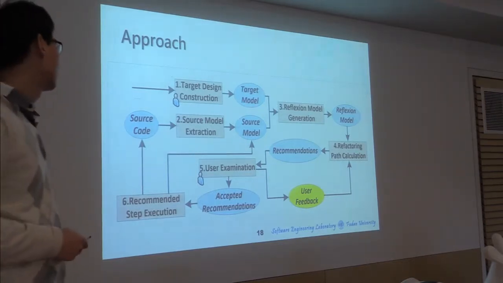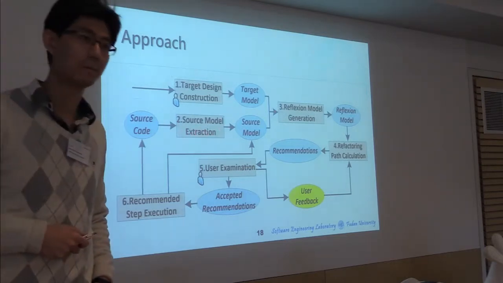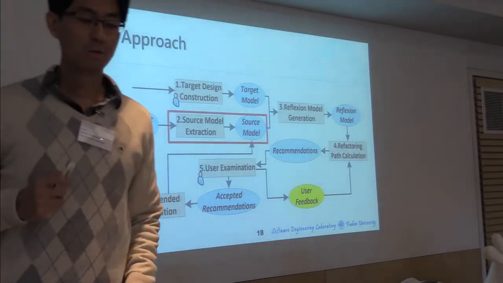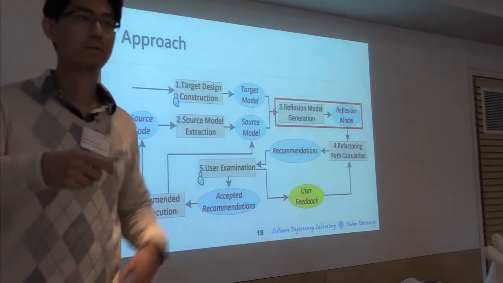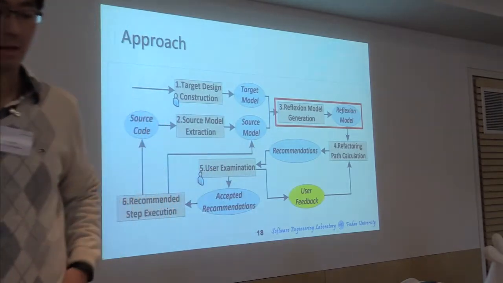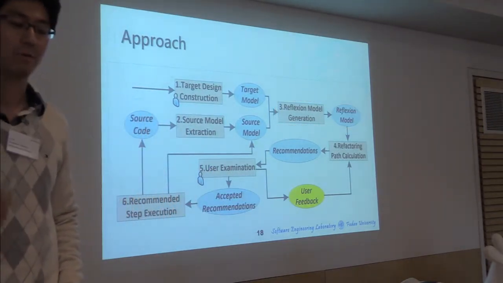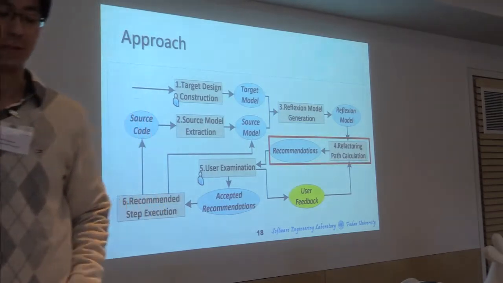And afterwards, the Refactoring Navigator is going to extract the source code into a source model. Based on the target model and the source model, we are going to generate a reflection model which represents the difference between the source and the target. Based on the reflection model, we're going to recommend a reflection path which consists of a sequence of reflection steps.